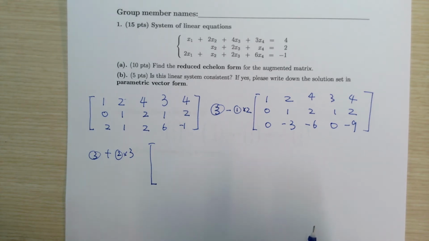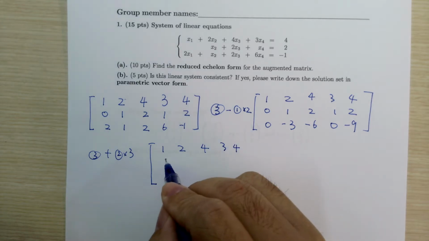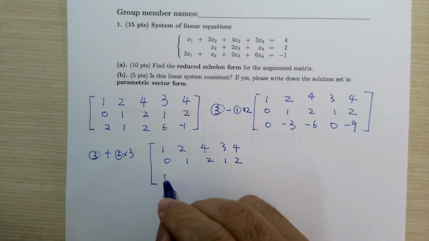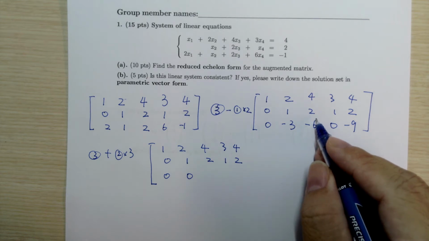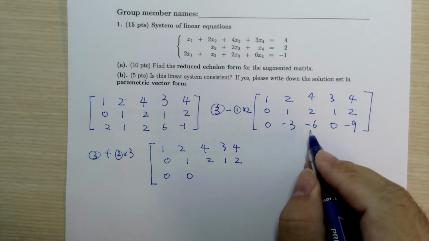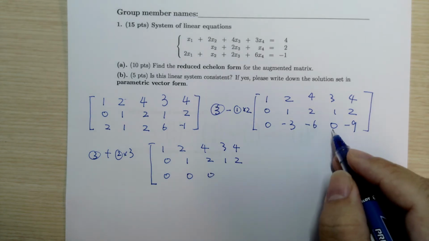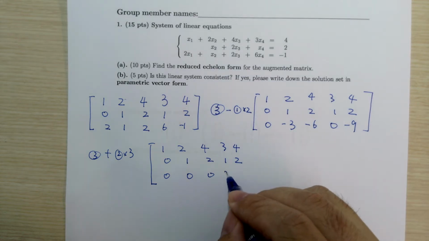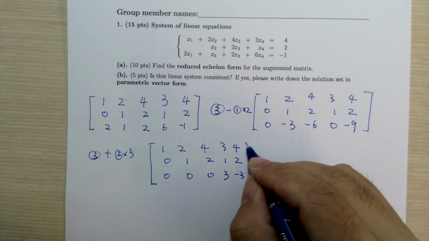So that will give us 1, 2, 4, 3, 4, 0, 1, 2, 1, 2, and then we'll have 0. So this part is going to come to 0, right? And this part, 2 times 3 is 6, so this part will also give us a 0. And row 3 plus row 2 times 3, so this is going to come to 3. And this part, negative 9 plus 6 gives us negative 3, okay?